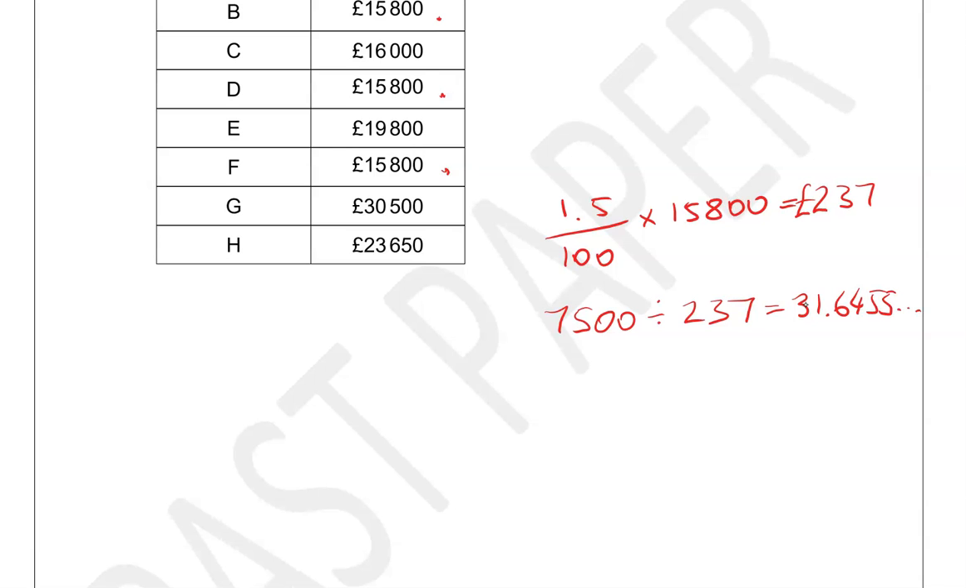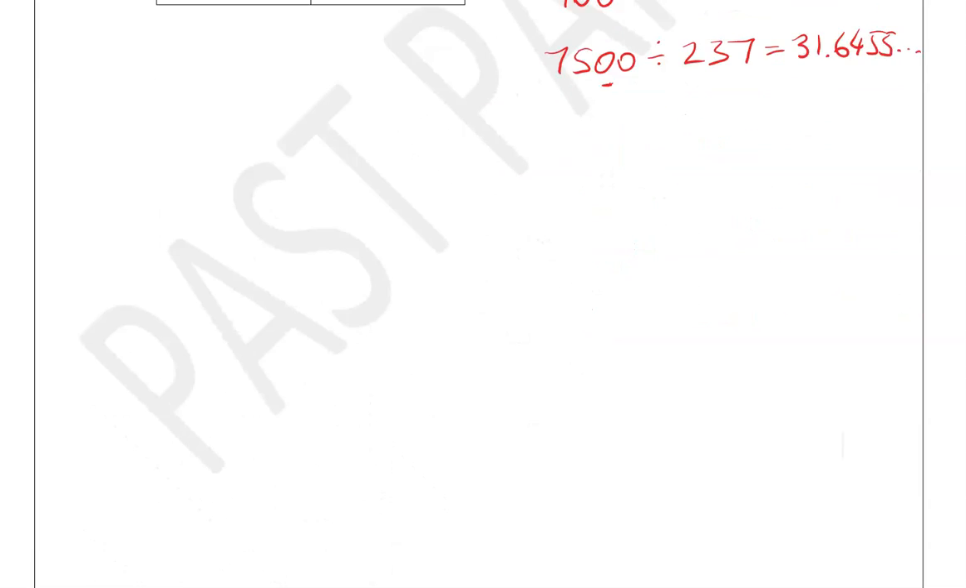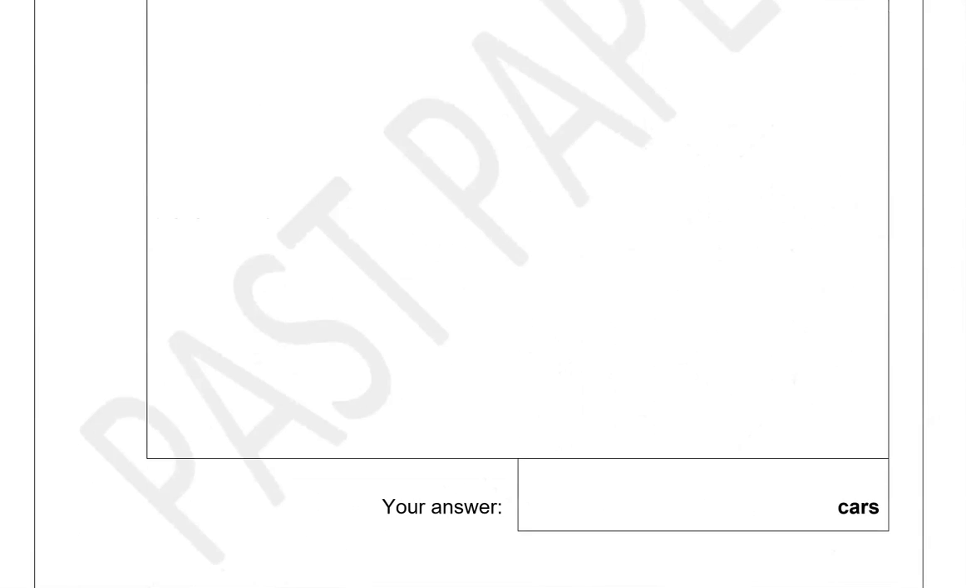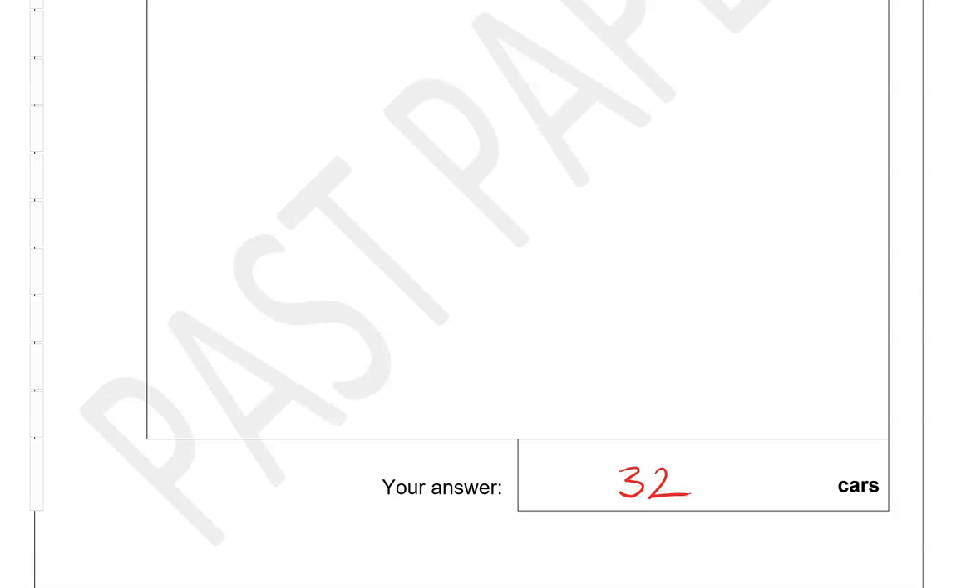31.6455 and so on. So we can't say 31 cars because that wouldn't make 7,500, but we need to say 32 cars, because although it might be a little bit over, it meets this criteria, which is £7,500. So we're going to say 32 cars, because of course you can't have 31.64 cars or something. And this is the end of the paper.